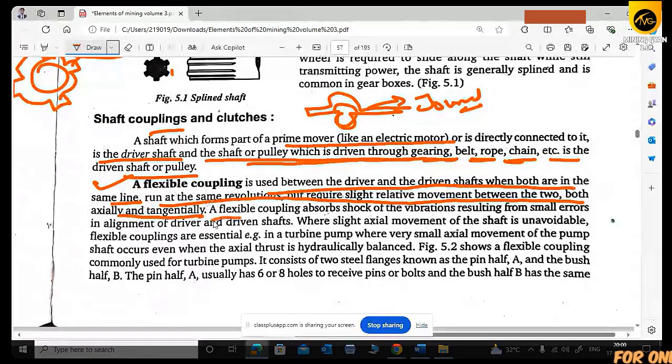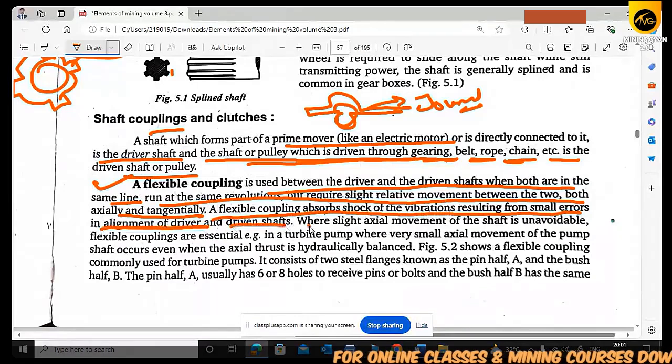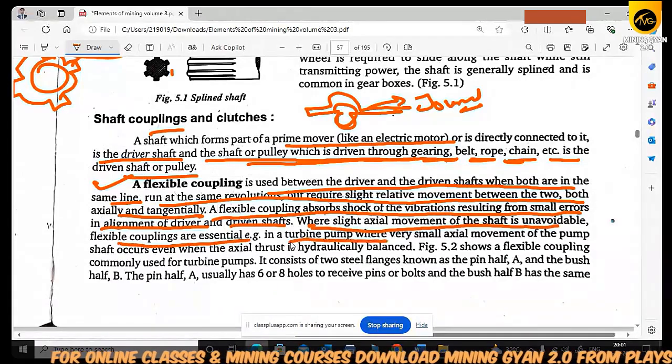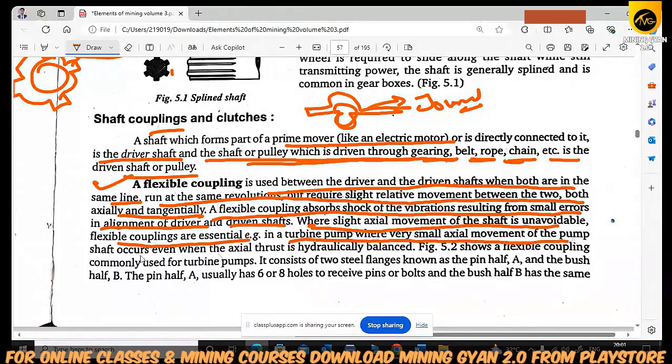A flexible coupling absorbs shocks and vibration resulting from a small error in the alignment of the driver or driven shaft, where slight axial movement of the shaft is unavoidable. Example: turbine pumps, where very small axial movement of the pump shaft occurs while in axial thrust hydrogen balance, in figure 5.2. Here you can see.